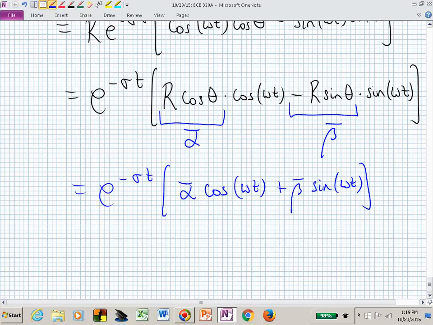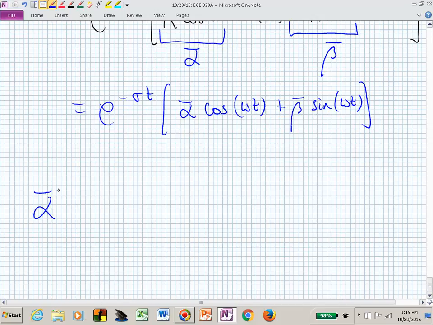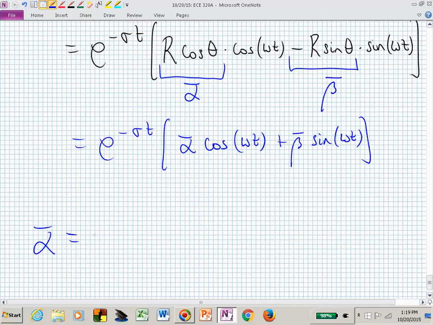Where were we? Alpha bar. So what is alpha bar? Alpha bar is now r cosine of theta. And beta bar is minus r sine of theta.